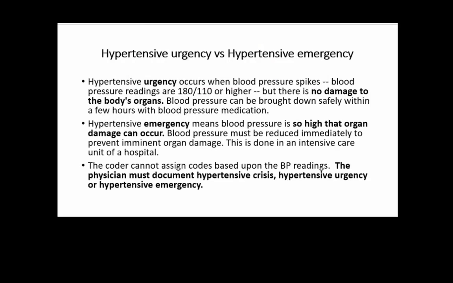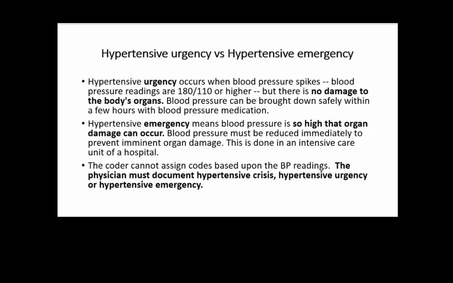This slide shows some definitions of hypertensive urgency versus hypertensive emergency. Urgency is a high blood pressure reading of 180/110 or higher with no damage to the body's organs. The blood pressure is going to be brought down safely within a few hours with medication. A hypertensive emergency is when the blood pressure is so high that organ damage can occur or is occurring. In this case, the blood pressure has to be reduced immediately to prevent imminent organ damage, and this is typically done in an ICU.